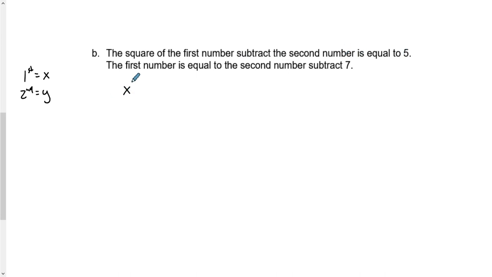The square of the first number is x squared. We subtract the second number, that's subtracting y, it's equal to 5. The first number is equal to the second number, subtract 7. So x would equal y subtract 7. So in order to put this into a nice form to actually eliminate, what we would want to do is subtract the y and add the 7, as well as subtract the 5 over as well.